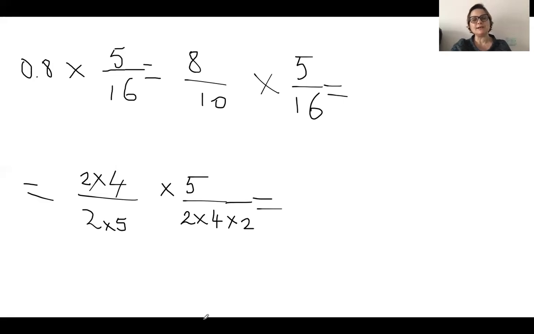And then let's have a look now. Do we have any common factors? We do. We have the 2 and 2 here. We have the 4 and 4 here. We have the 5 and 5 here. So we just did lots of simplification. We didn't even need to multiply.